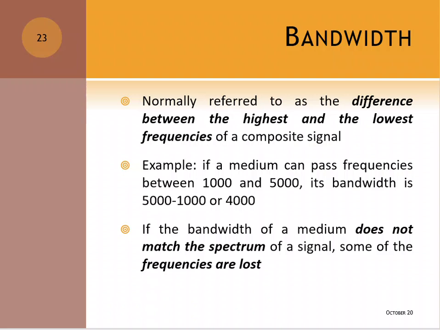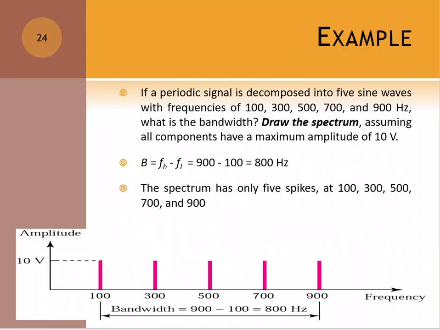If the bandwidth of a medium does not match the spectrum of a signal, some of the frequencies are lost. So untuk membolehkan satu signal tu lalu melalui satu-satu kabel ataupun medium, spektrum dia mestilah match di antara keduanya. Apa maksud saya match tu? We will look at the example later. Now let's consider this one first.